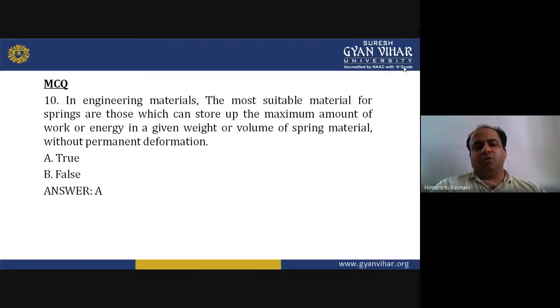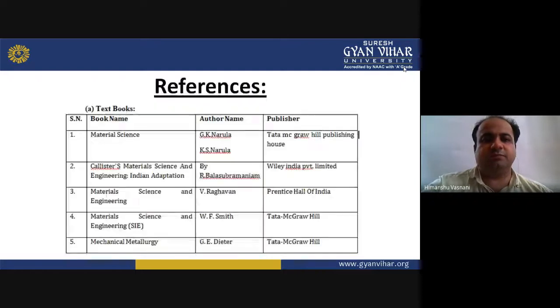Now, in engineering materials, the most suitable material for springs is one which can store up the maximum amount of work or energy in a given weight or volume of spring steel without permanent deformation. When we were discussing springs a few moments ago, we saw that this is true because it can store up the maximum amount of work or energy. So the answer is A.